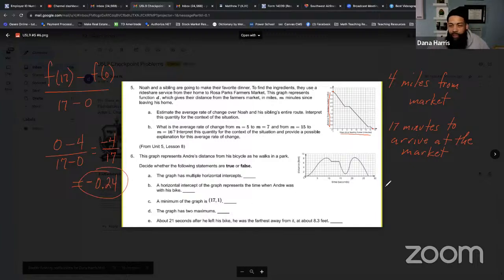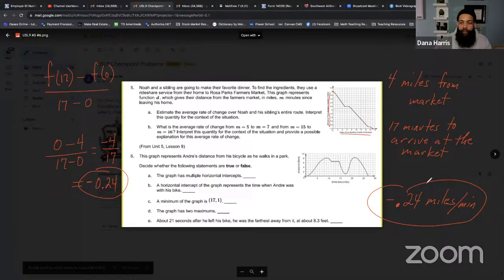So when we write this rate, it is negative 0.24 miles per minute, okay? Some of you may be thinking, wow, it's a negative value, but this is a rate of change, right? So what this is saying is that the negative means that the distance is decreasing. Every minute they are getting about 0.24 miles closer to the market. Once again, that negative 0.24 means that their distance from the market is reducing by about 0.24 miles per minute.